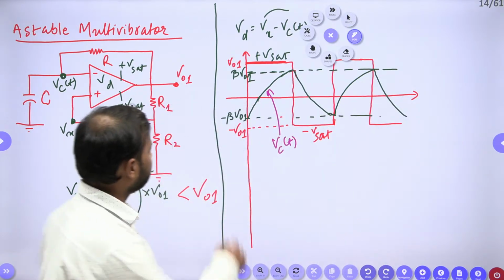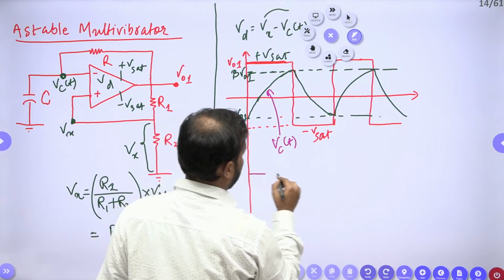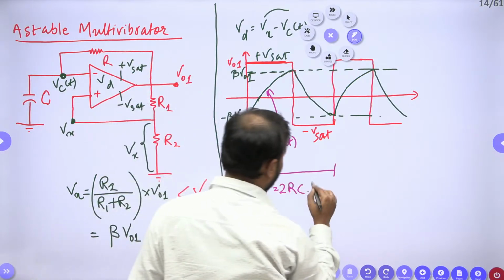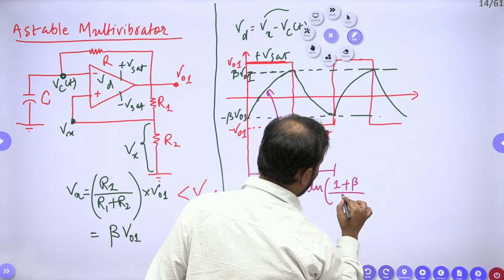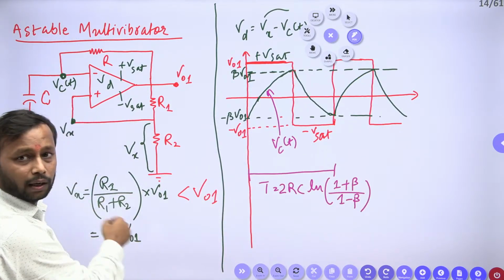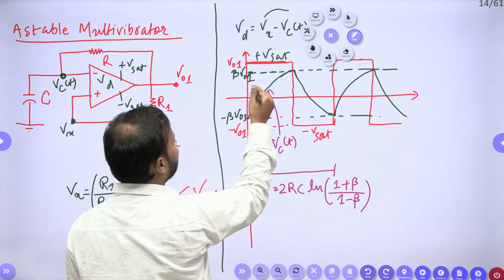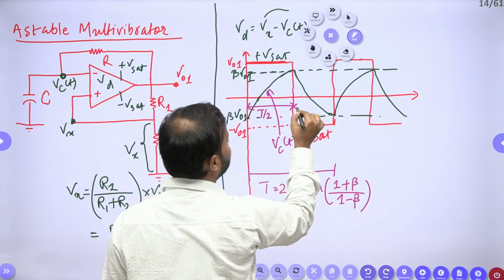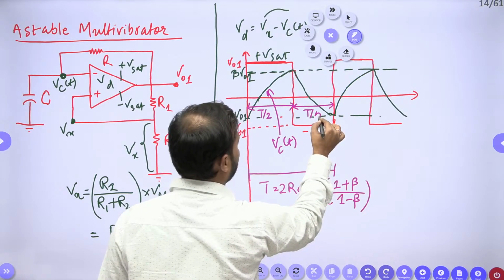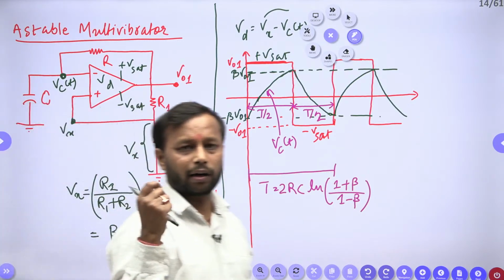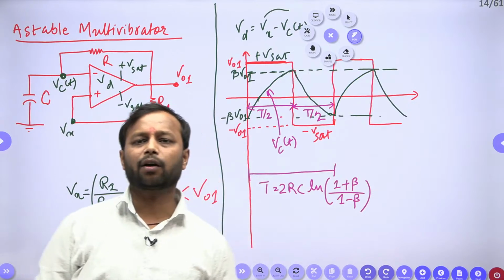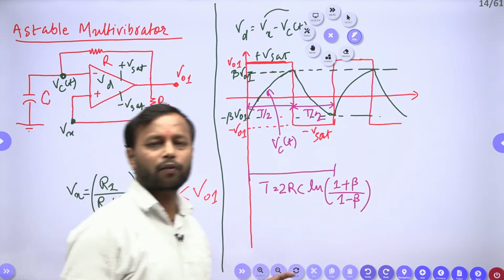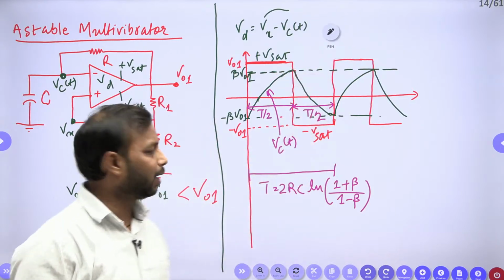Now, what is this time period? This is the total time period T, and this is given by 2RC natural log of (1 plus beta) upon (1 minus beta), where this is the beta value. And this half period is T by 2, because the charging and discharging time periods are fixed and depend on the RC. Am I clear? Rupesh, Saurav, JP, Gopal, everybody. All right, so this is the glimpse of your astable multivibrator.